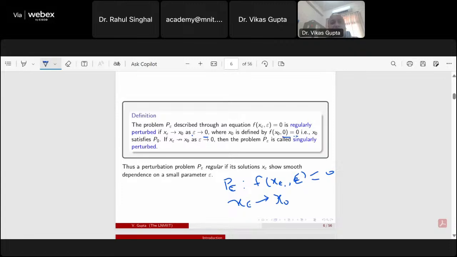But if x epsilon does not approach x naught as epsilon approaches 0, then the problem P epsilon is called singularly perturbed. Thus, a perturbation problem P epsilon is regular if its solution x epsilon shows smooth dependence on the small parameter epsilon. So, is this definition clear to you, audience? Any doubt? So, I will give an example of a singularly perturbed boundary value problem and a regularly perturbed boundary value problem.